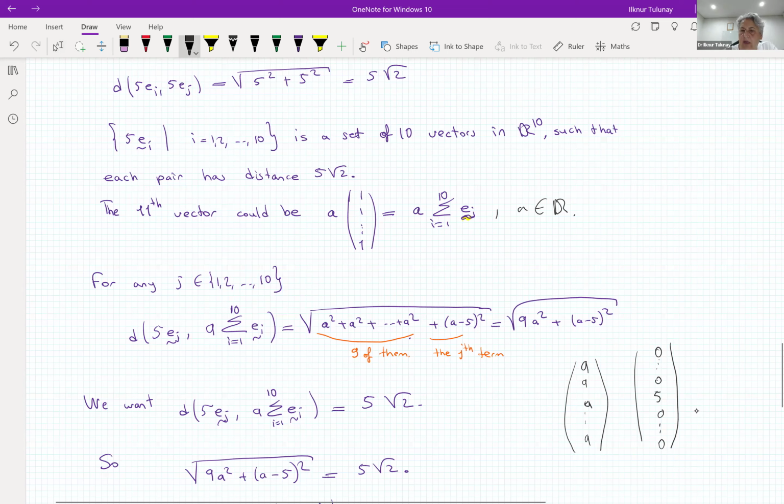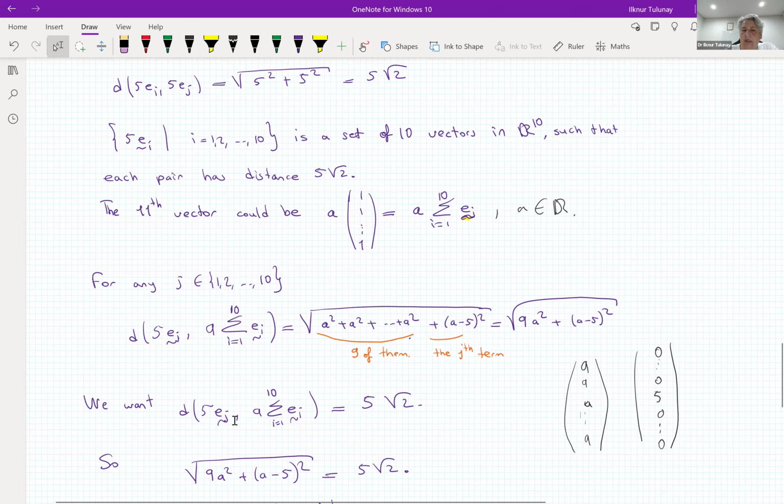So you have A everywhere. For the jth position, you have only A minus 5, or 5 minus A, squared. So this is this part. But for all the other positions, I have only A squared, right? A squared, except this one, A minus 5 squared. So I have 9 of the A squares, and one of them will be A minus 5, which is the jth term. And then we have the square root of 9A squared plus A minus 5 squared.